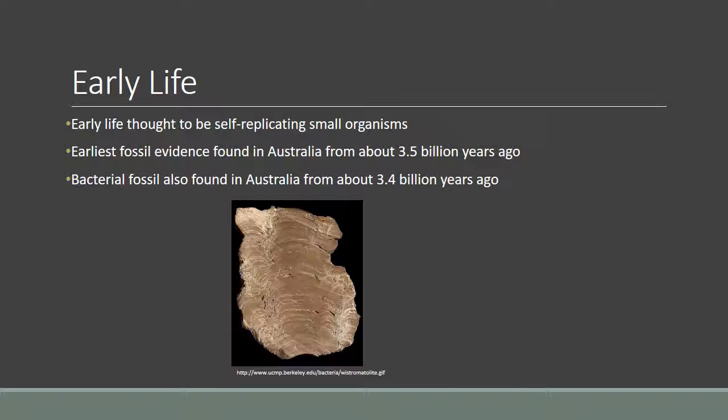So, with all these hypotheses, what did early life actually look like? Well, it was thought to be a self-replicating small organism. The earliest fossil evidence for life was found in Australia, dating back about 3.5 billion years ago. This fossil was a stromatolite, which are layered rocks formed by the growth of single-celled microbes. There were also bacterial fossils found in Australia from about 3.4 billion years ago.